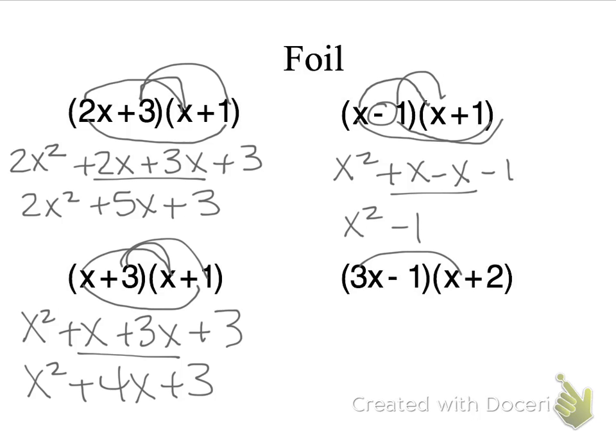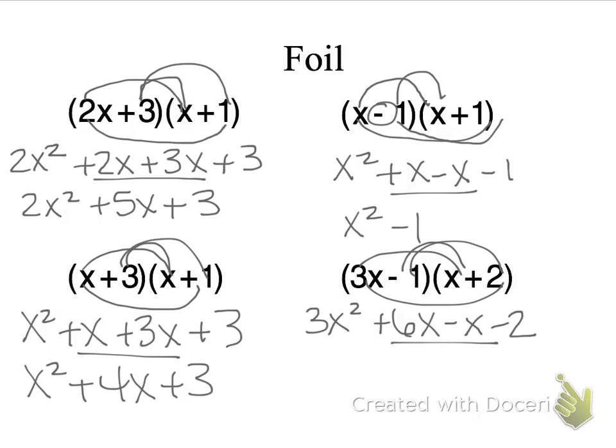This next one, it's like multiplying the coefficients in the front. When I say coefficients, I mean the numbers. So 3x times x is 3x squared. Outside is 6x because we multiply. Inside is negative x, and last is negative 2. So I'm going to combine these, so I'm going to get 3x squared plus 5x, and then minus 2.